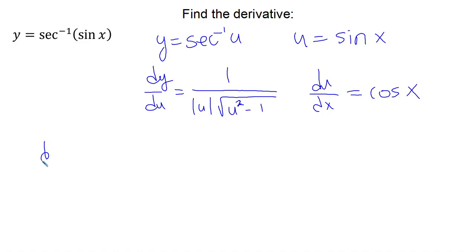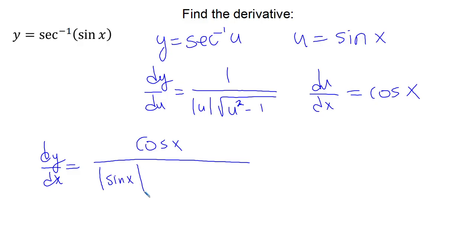And so we end up with dy dx is cosine x over the absolute value of u, so that'd be the absolute value of sine of x, and then times the square root of u squared, so sine squared x minus 1.